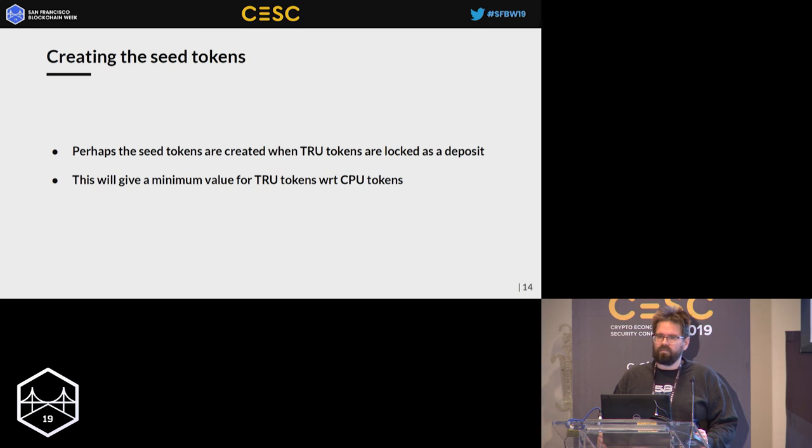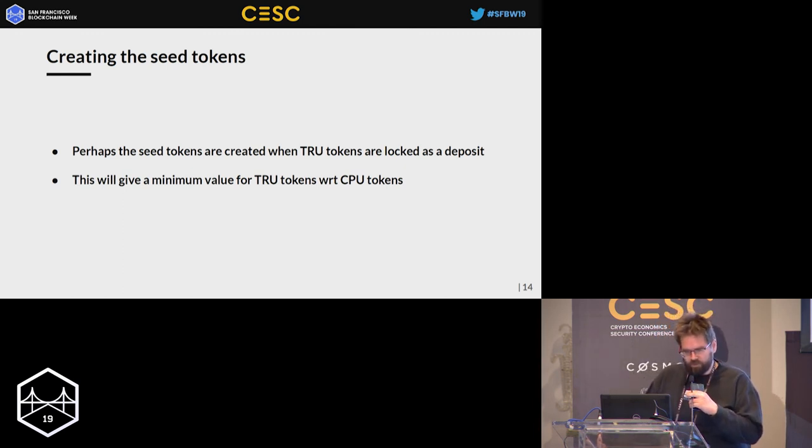Yes. Why should you have two tokens, the true token and the CPU token? So why are there two tokens? The first token is the CPU token. This is for posting the task, and the true token is what's staked in the system. So it's possible to have just the CPU token, and then it could be used for the deposit. So it's not absolutely necessary to have two tokens for this mechanism to work.